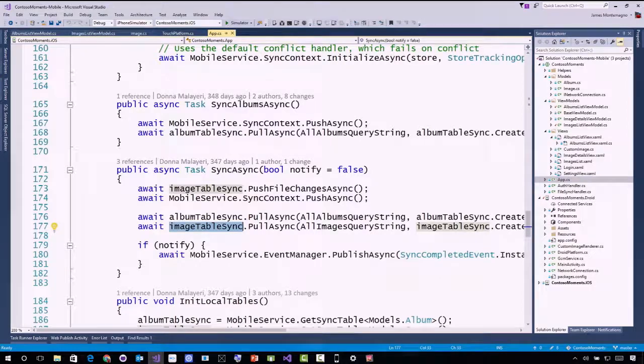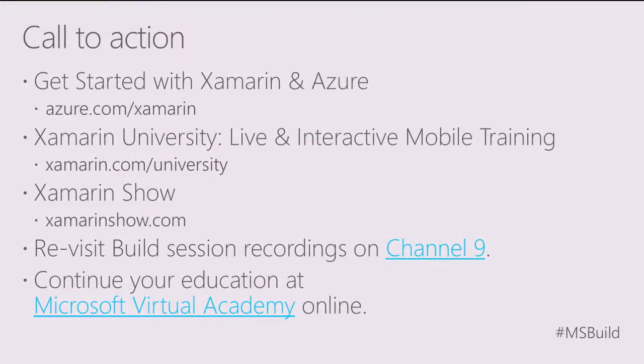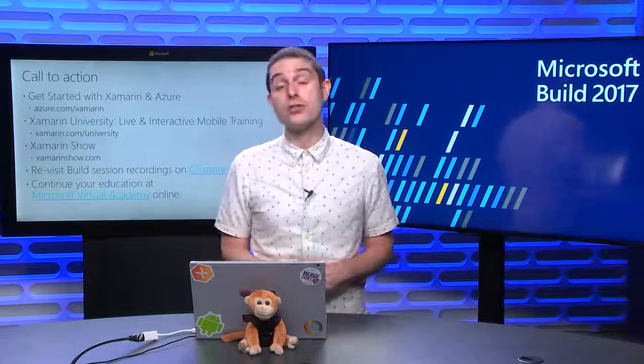So what we've seen is how easy it is to not only get started with Xamarin to build beautiful cross-platform native applications for iOS, Android, Mac, and Windows, all from C#, but also how to add a very powerful Azure backend in just a few lines of code to do full online, offline data synchronization so your users can use it anywhere in the world. Contoso Moments shows you how to use push notifications, online, offline file storage, and a whole lot more, so check that out.